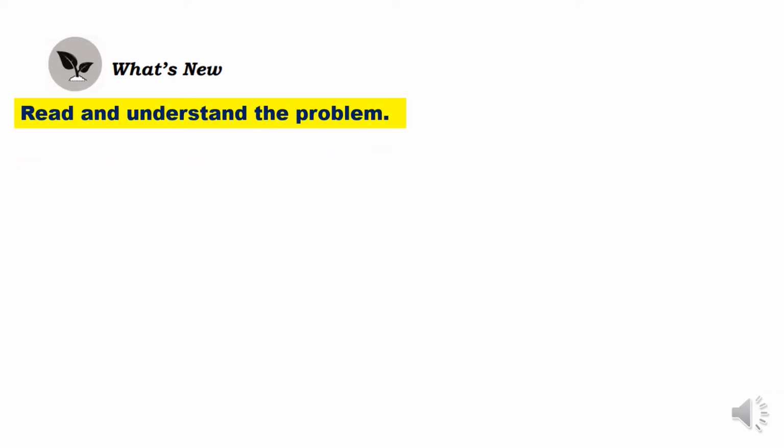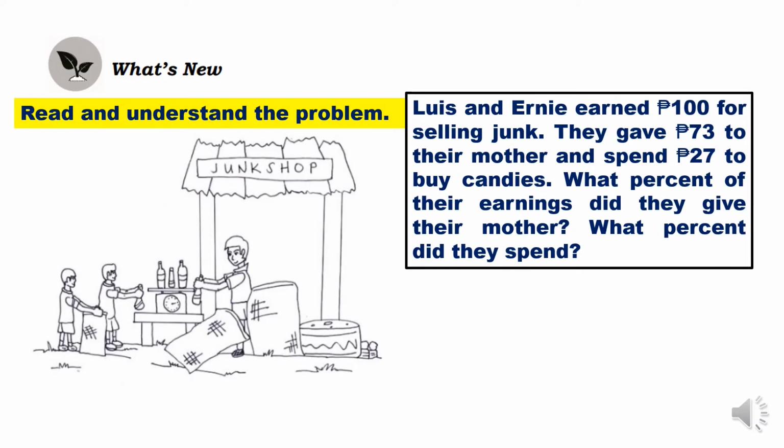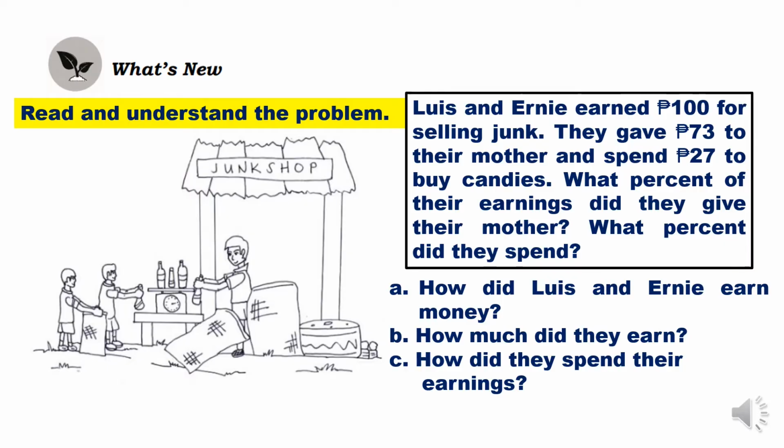Read and understand the problem. Luis and Ernie earned 100 pesos for selling junk. They gave 73 pesos to their mother and spent 27 pesos to buy candies. What percent of their earnings did they give their mother? What percent did they spend? Kaya niyo bang sagutan ang mga problems? How did Luis and Ernie earn money? How much did they earn? How did they spend their earnings?